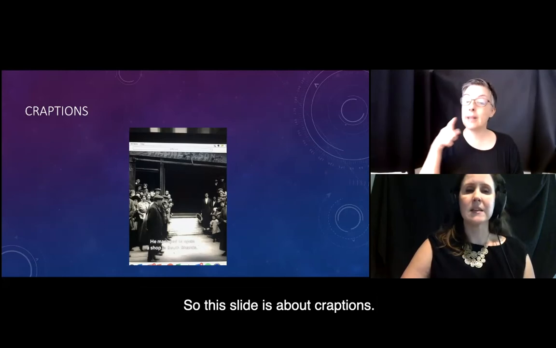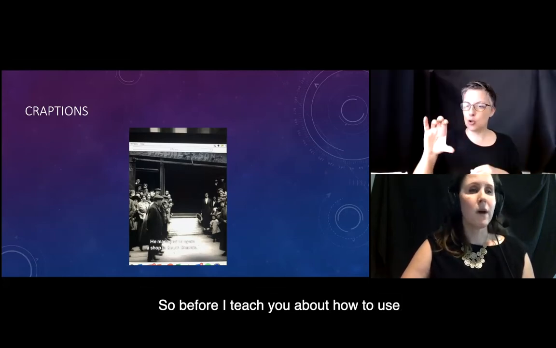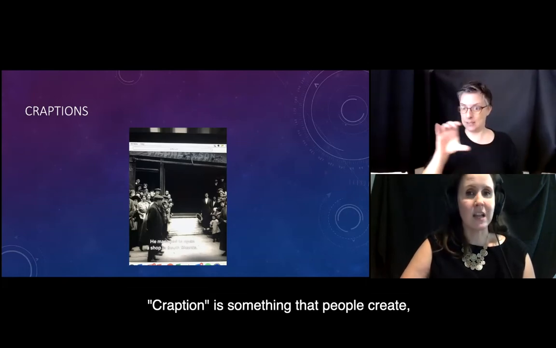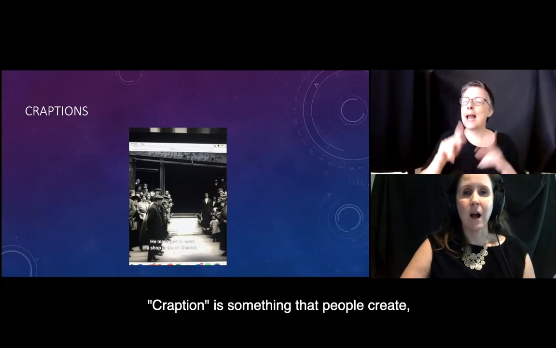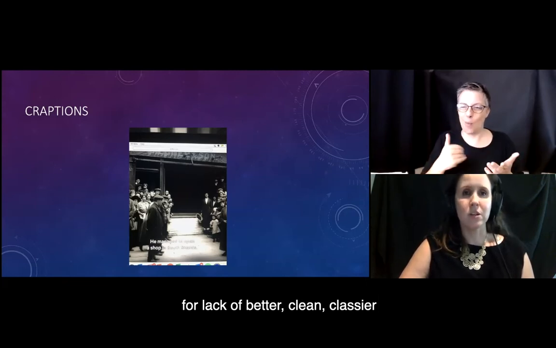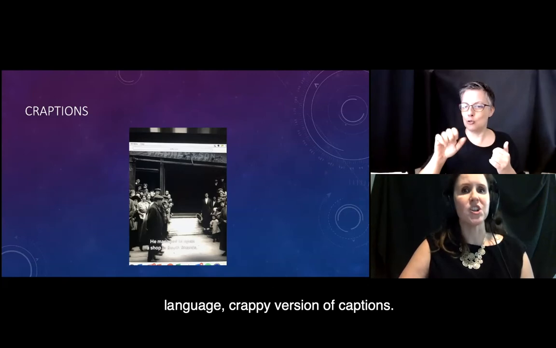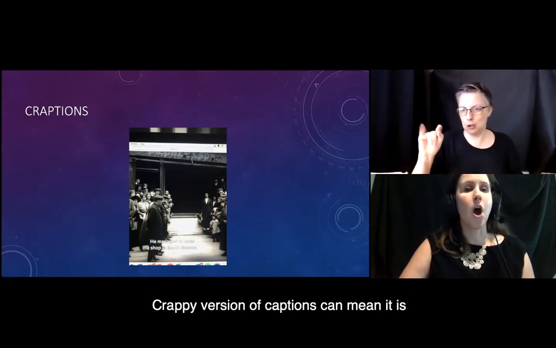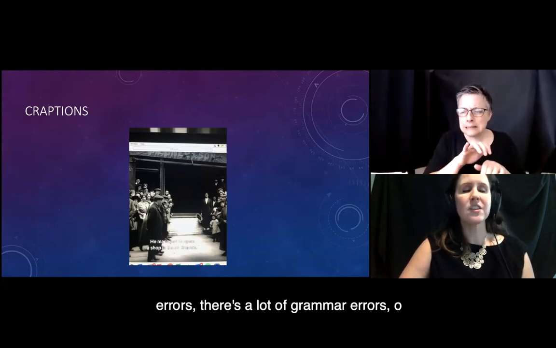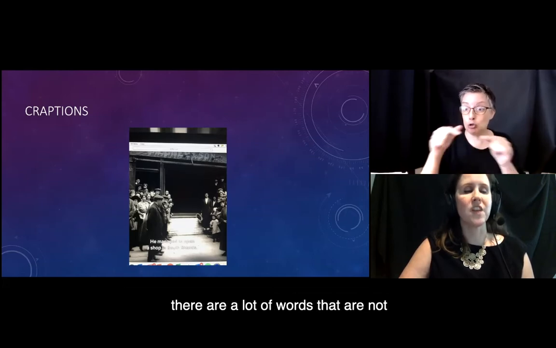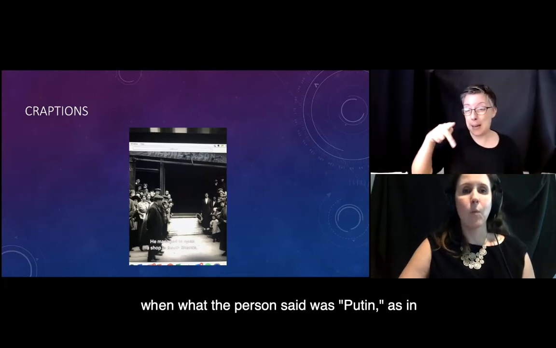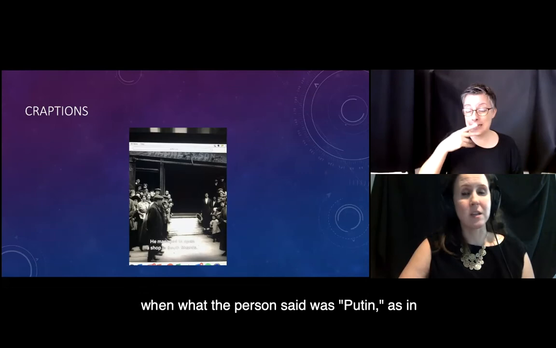So this slide is about Craption. Before I teach you about how to use caption, I want to explain what Craptions are. Craption is something that people create, for lack of a better, clean, classy language, crappy versions of caption. Crappy versions of caption can mean that it's auto-generated and there are lots of errors, a lot of typing errors, a lot of grammar errors, or a lot of words that are not actually the right word. One time a caption said pink elephant when what the person said was Putin, as in the president of Russia.